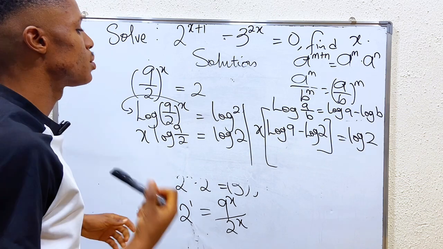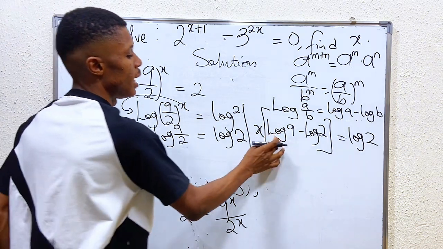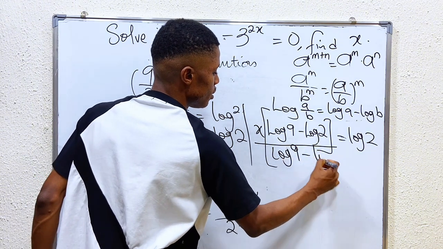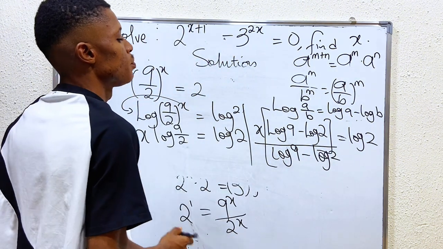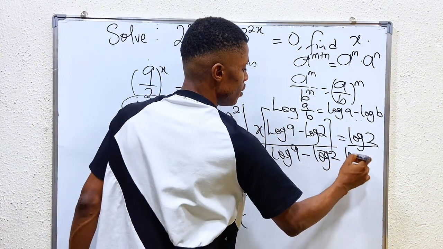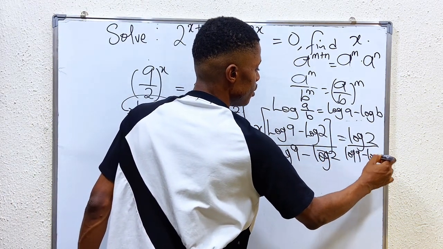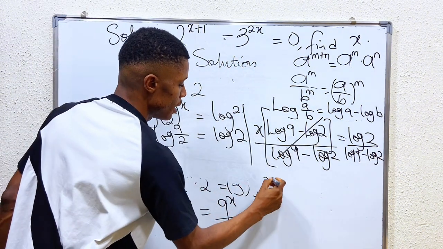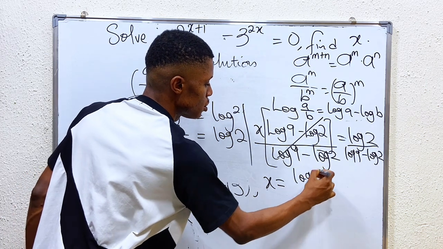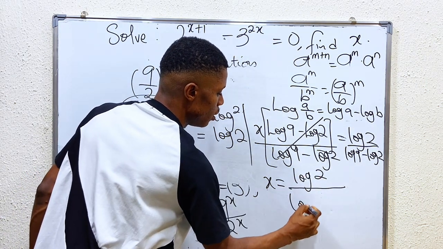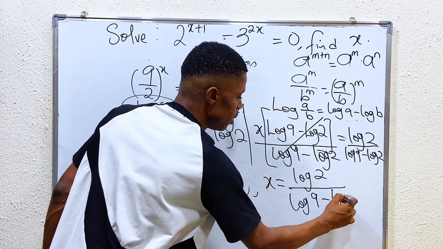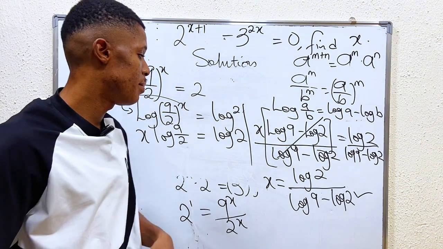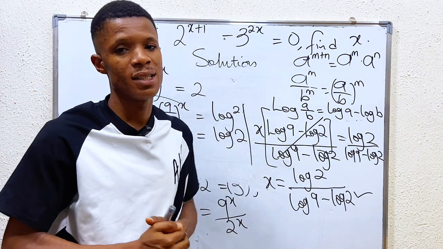Then the next thing we do is to divide through by log 9 minus log 2. Divide by log 9 minus log 2, so that we also divide by log 9 minus log 2. So if we divide, this will now be out. We have that our x is equal to log 2 over log 9 minus log 2. And that's the value for what? X. And this will be our assignment. Put this in the calculator to tell us the decimal solution.